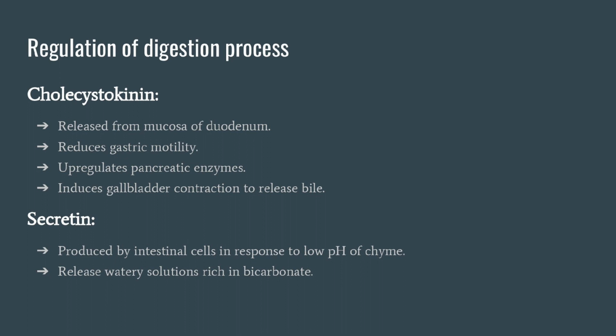For the regulation, we have cholecystokinin, CCK, which is secreted by the duodenum to reduce gastric motility, upregulate pancreatic enzymes, and induce gallbladder contraction to release bile. On the other hand, we have secretin, which is produced in response to acidic chyme to release watery solutions rich in bicarbonate to neutralize pH.